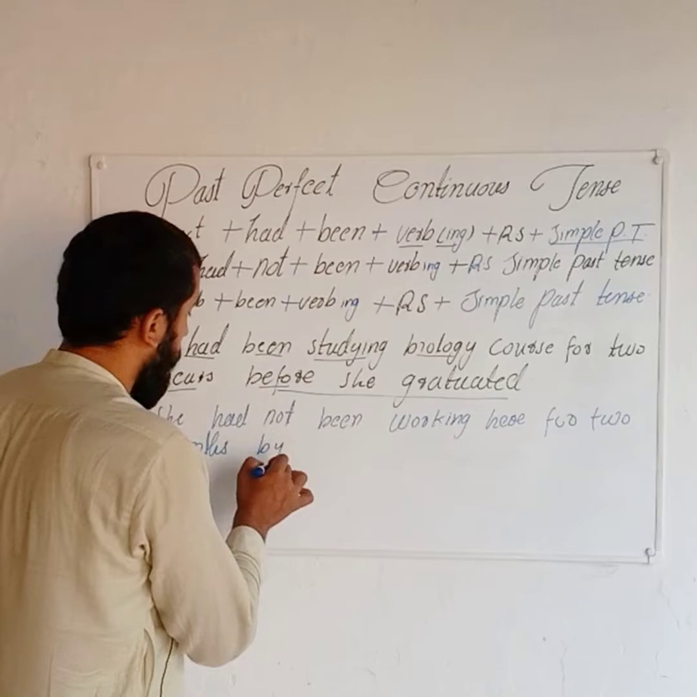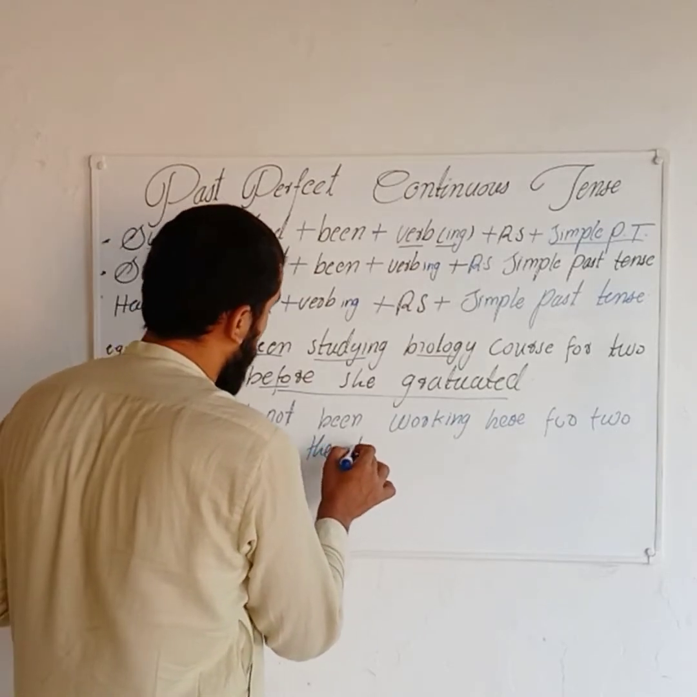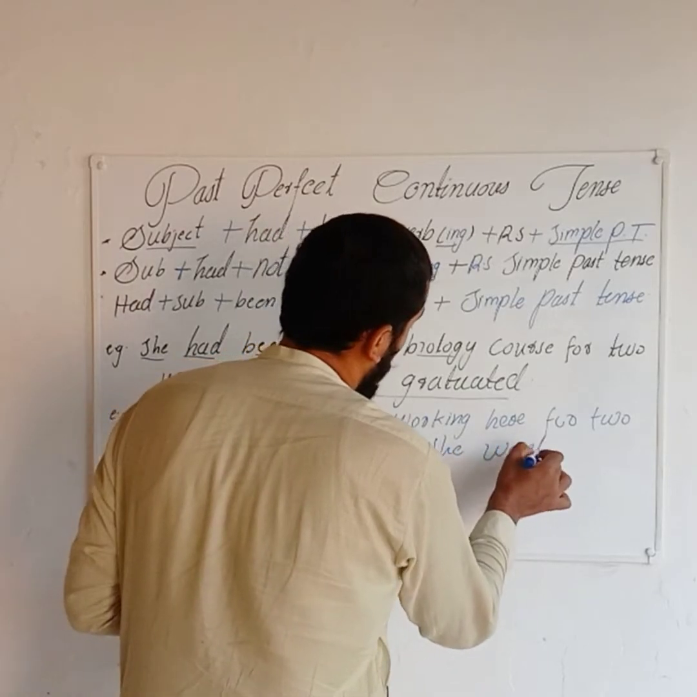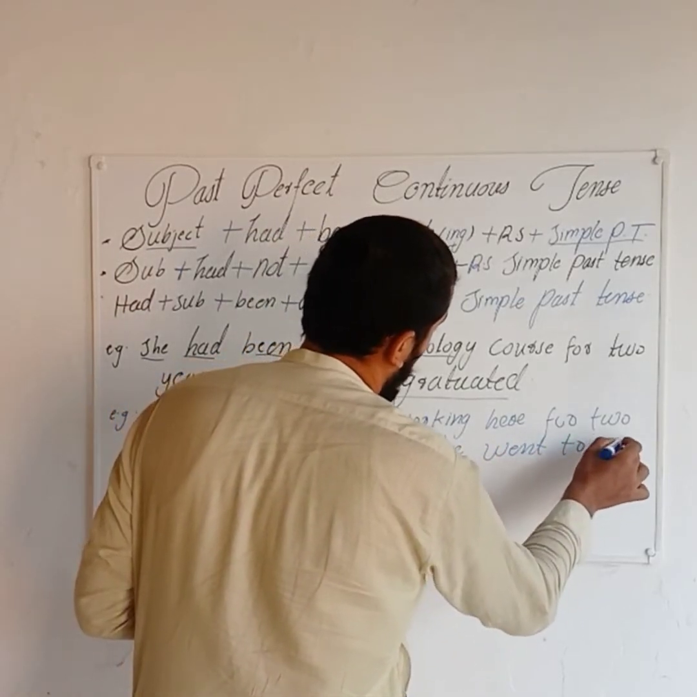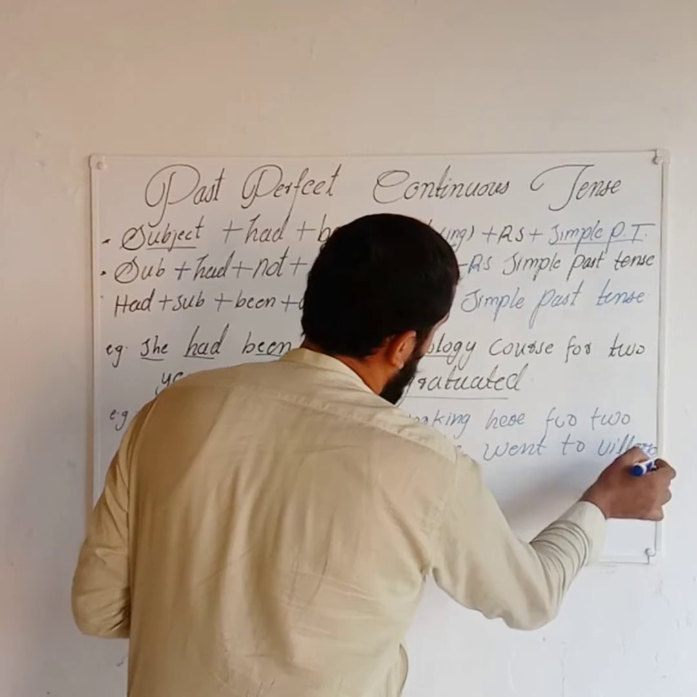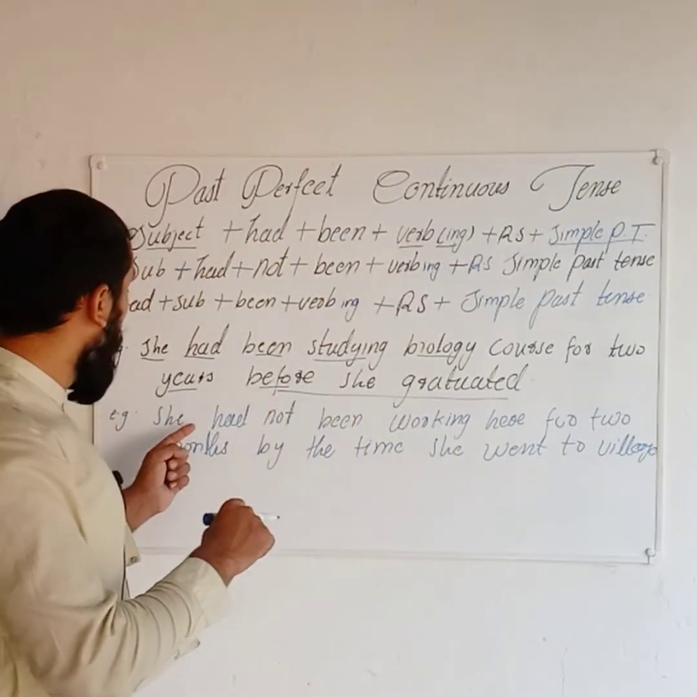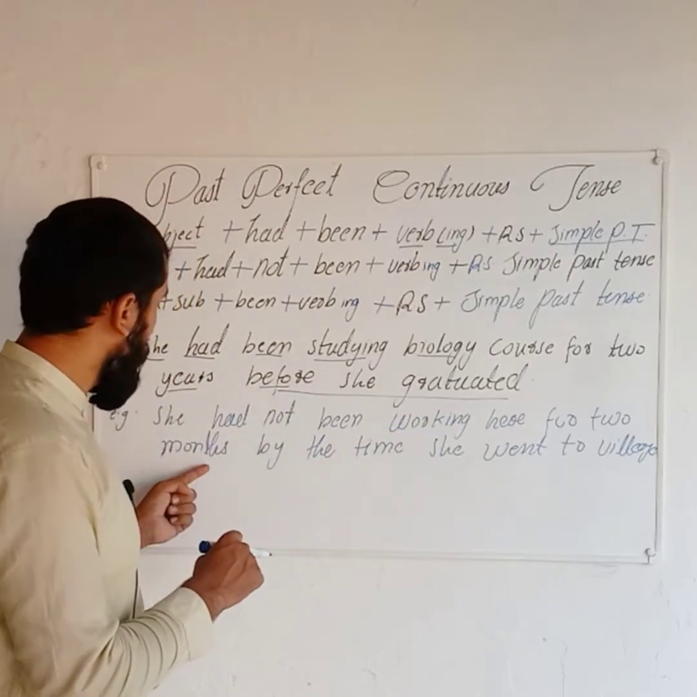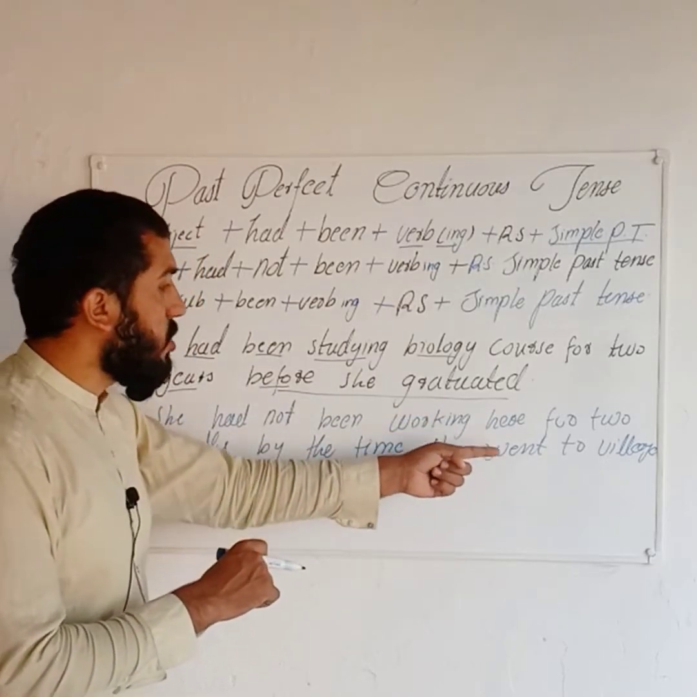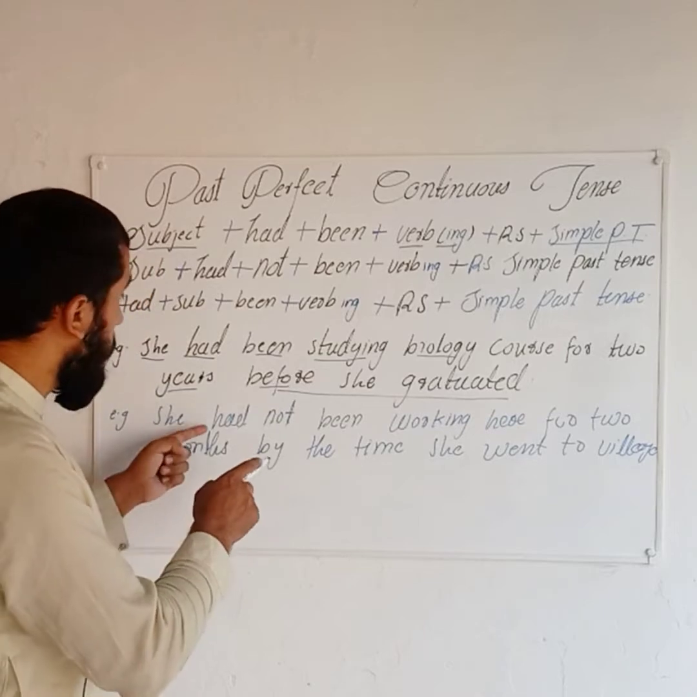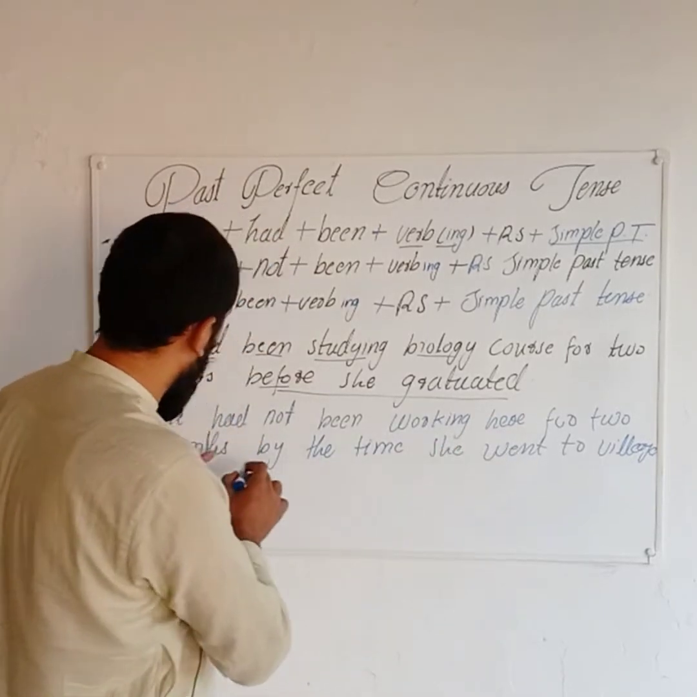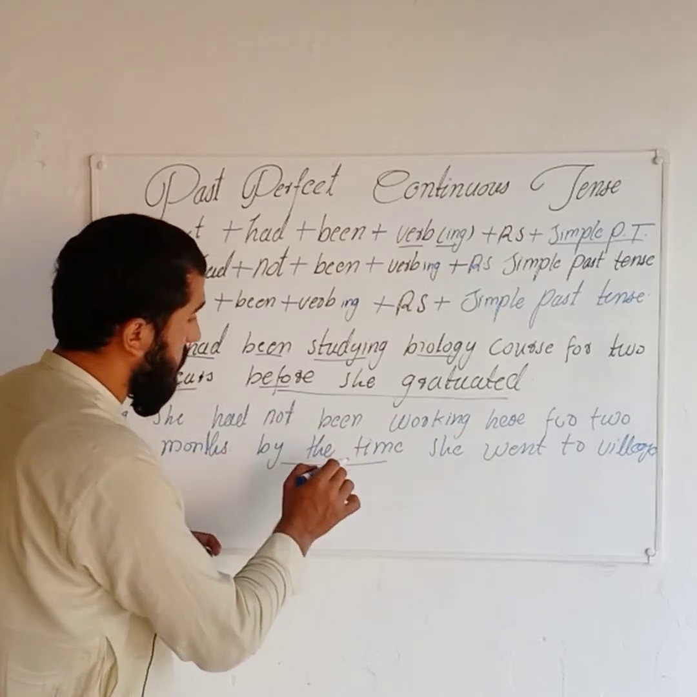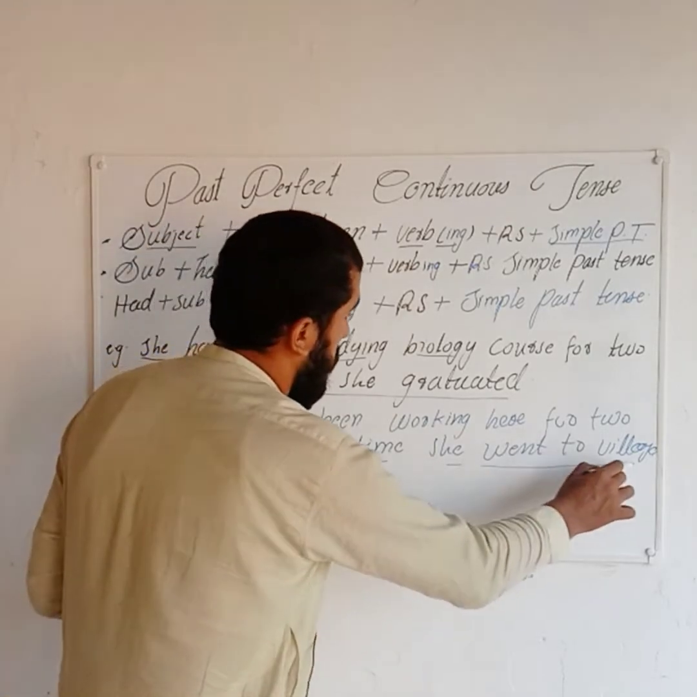By the time she went to village. Look at past perfect continuous tense: she had been working here for 2 months. By the time she went to village. This is past perfect continuous tense, 2 months. By the time is a subordinate conjunction. And this is simple past tense.